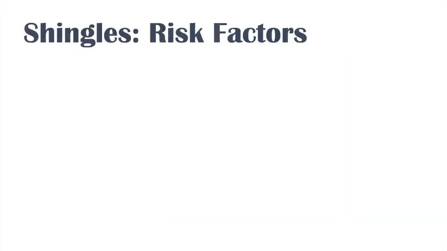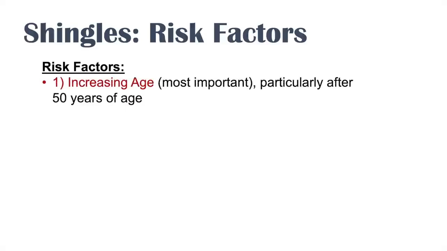So what are some of the risk factors for shingles? Some of the risk factors for shingles include increasing age. This is actually the most important risk factor, and in particular we see an increase in prevalence of shingles after the age of 50. The second risk factor is an immunocompromised state or condition. This makes sense. If your immune system is suppressing the varicella-zoster virus, any immune-compromised condition can lead to reactivation of the virus in dorsal root ganglion nerves.